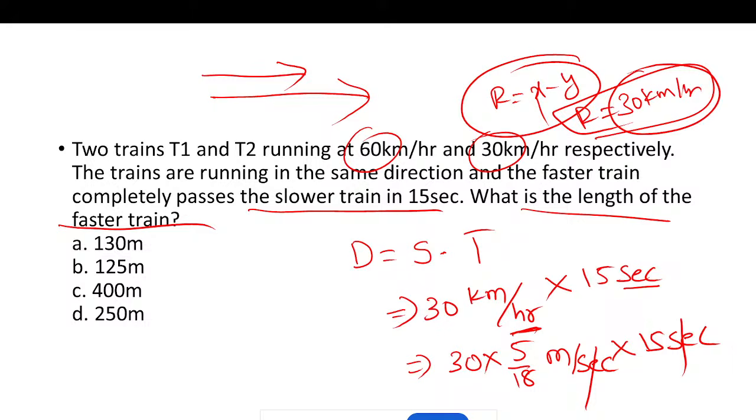Seconds cancel. 30 into 5 by 18, 5 by 6 into 15, and seconds cancel. What are the units remaining? Meters. 5 5s are 25, 25 5s are 125. What is the length of the faster train? Answer.